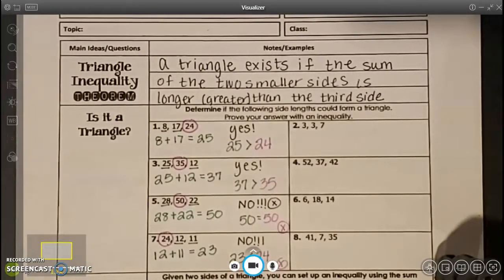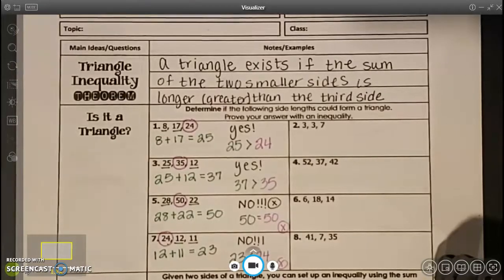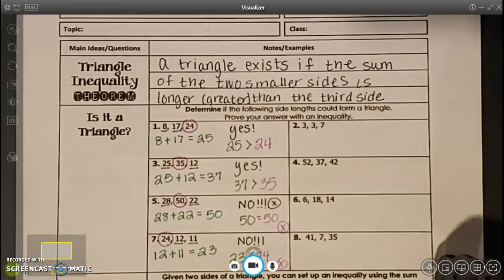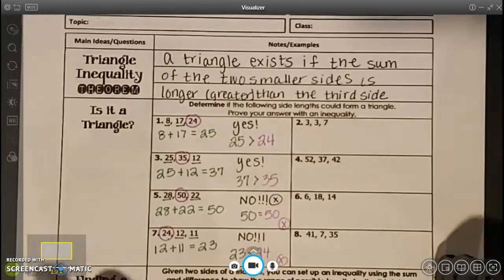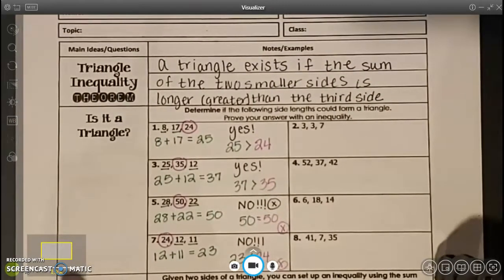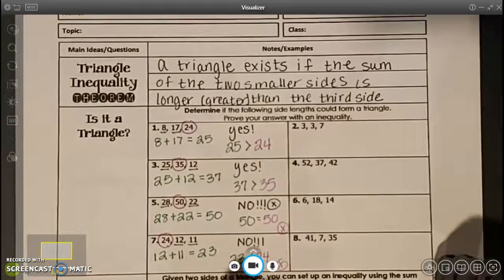All right, so for the next section, it says finding a third side range. Okay, so if we let x equal the third side, given the two sides of a triangle, you can set up an inequality using the sum and difference to show the range of possible lengths for the third side. So basically, all we're doing here is we're going to take the difference, or subtract. We're going to subtract the two numbers, and we're going to set up an inequality so that x is in the middle, and then we're going to add the two numbers, and that will give us our range.